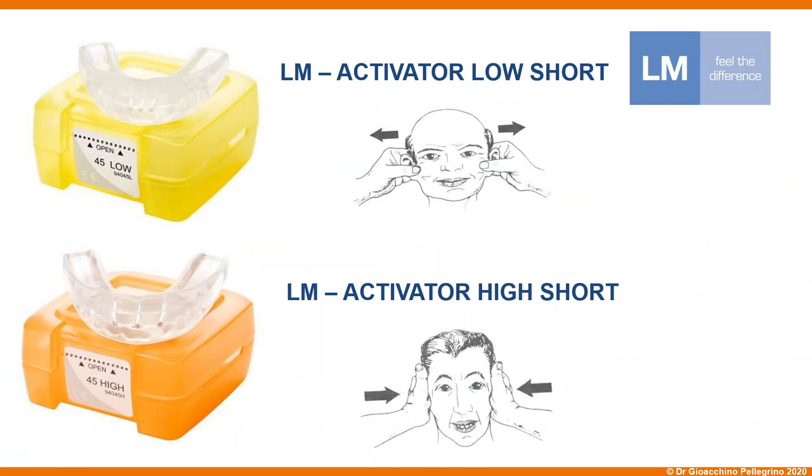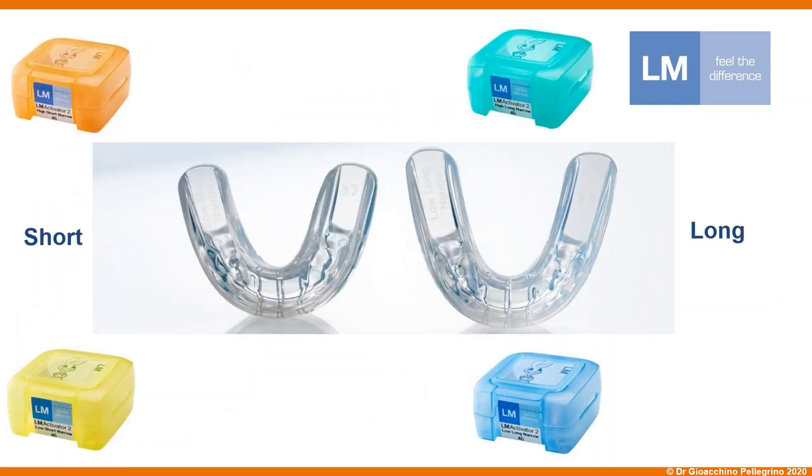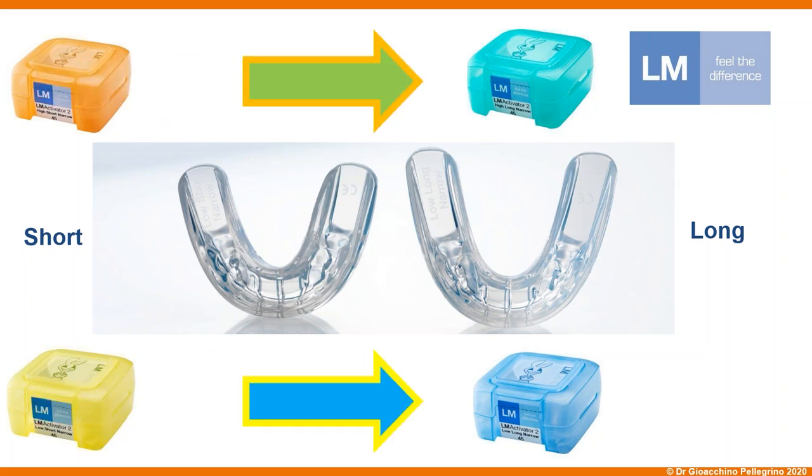And in a very simple way, we can connect the yellow appliance with low phase and with the deep bite, and the orange appliance with the long phase and the open bite. Moreover, we will have a short model to arrive up to the first permanent molar, and the long model to control the area of the second permanent molar. So the orange, when the second molars erupt, becomes a green one, and the yellow, at the same time, when the second molars erupt, becomes a blue one.